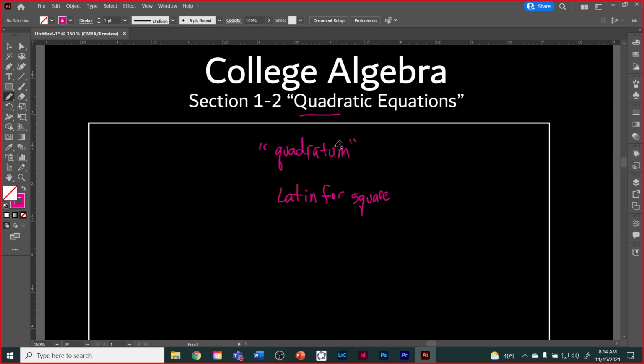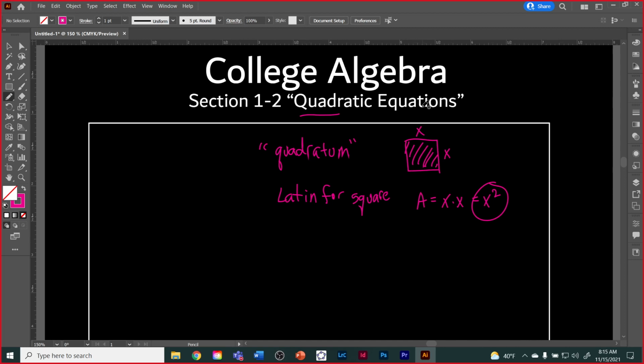So quad is 4, and a square has what? 4 sides. All right, let me show you. And a lot of times when we find a square, we find the what of the square? That would be the area. So what would the area of this square be right here? One side is x, and all sides are x because it's a square. So it'd be length times width, right? Which is x times x, which is what? X squared.